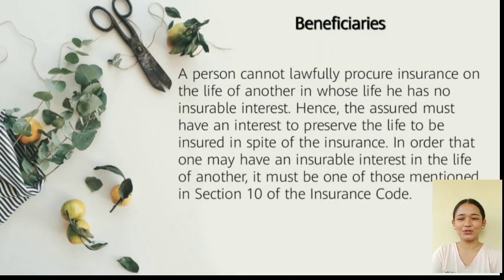As to the beneficiaries, a person cannot lawfully procure insurance on the life of another in whose life he has no insurable interest. Hence, the assured must have an interest to preserve the life to be insured in spite of the insurance. In order that one may have an insurable interest in the life of another, it must be one of those mentioned in Section 10 of the Insurance Code.